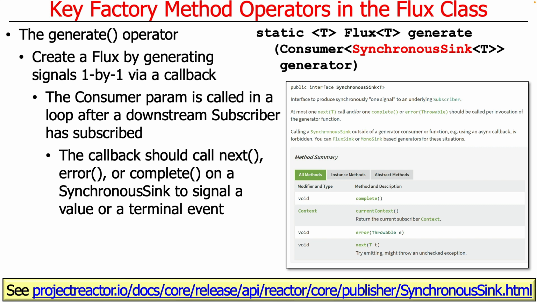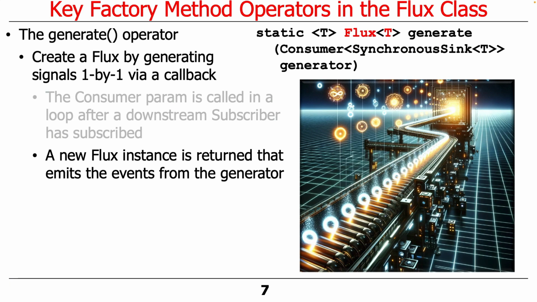As usual, next actually gives the data, and then error and complete are used to indicate whether things have gone wrong or the stream is just done. A new Flux instance is returned that will emit all the events from the generator, and this will go on infinitely unless you limit it using the take operator or some other suppressing operator. And I had fun with ChatGPT generating me something like this, which looked pretty cool.